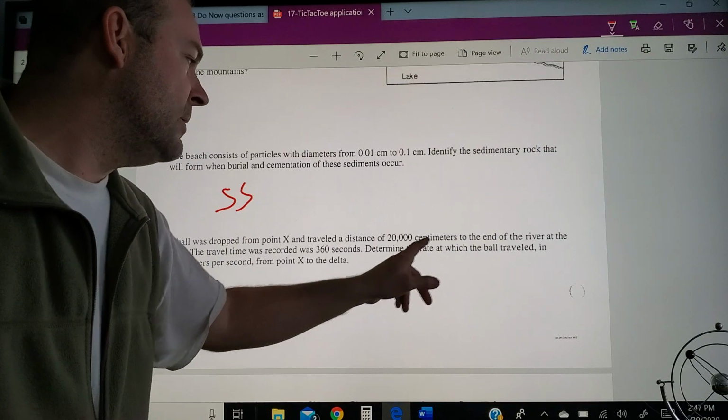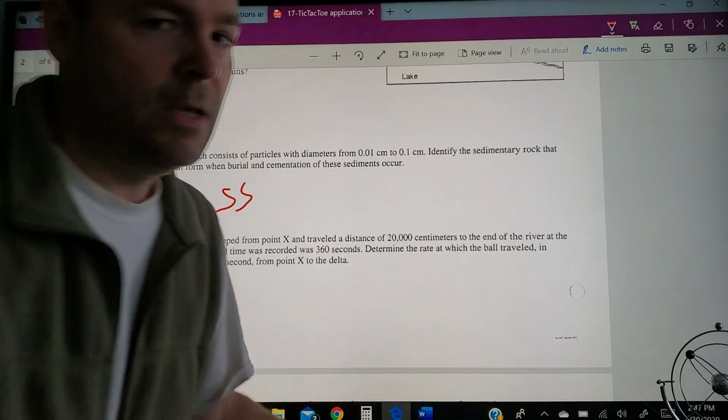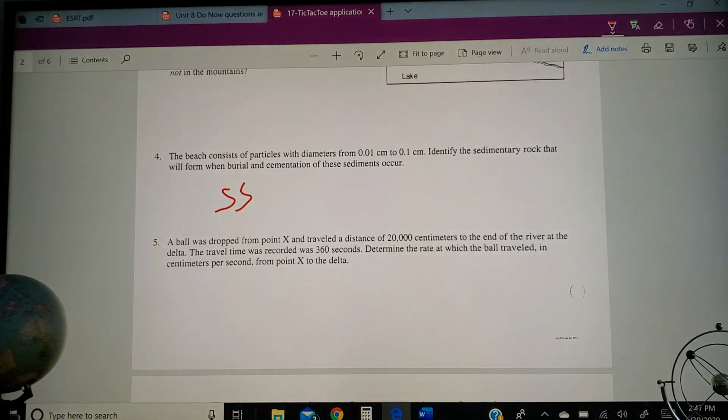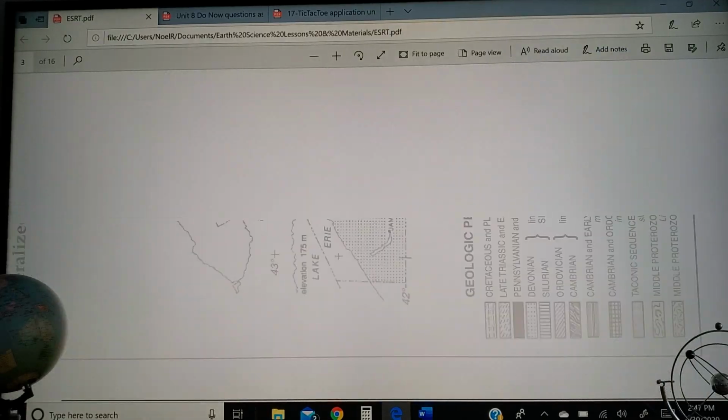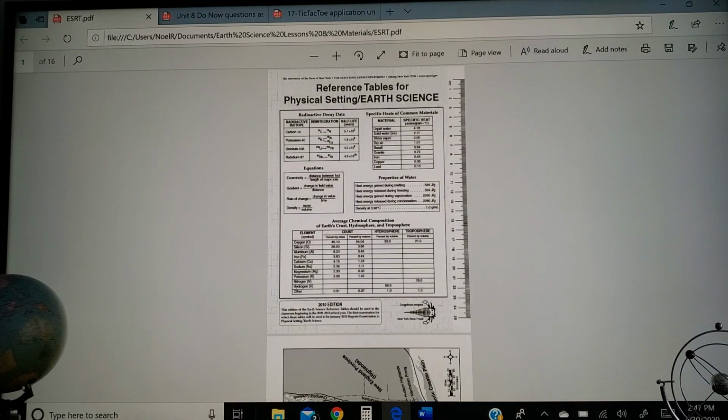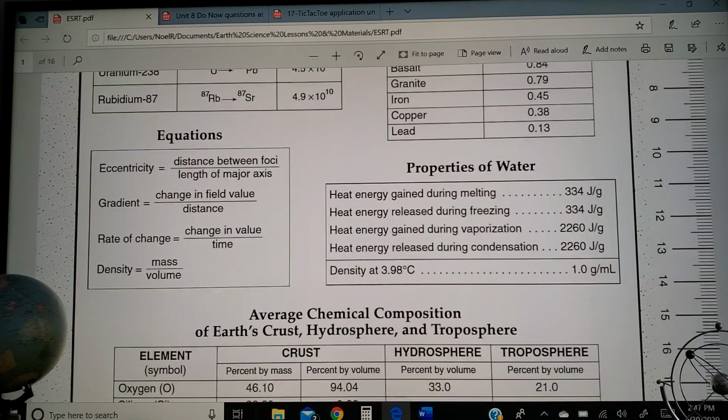Determine the rate. Stop right there, folks. Rate. If you don't remember the formula, you know where to go. All the formulas are on the front page of the tables right here. And there it is, rate of change.